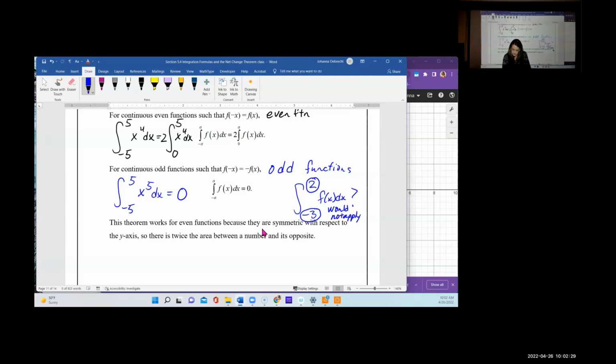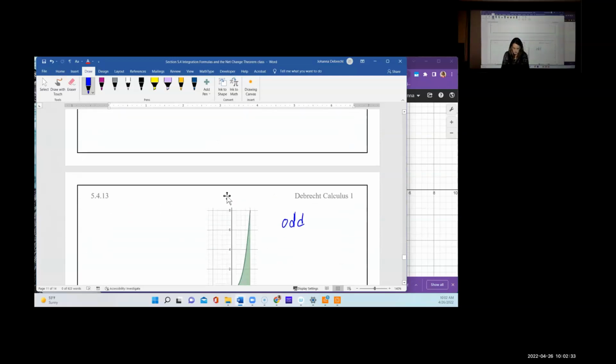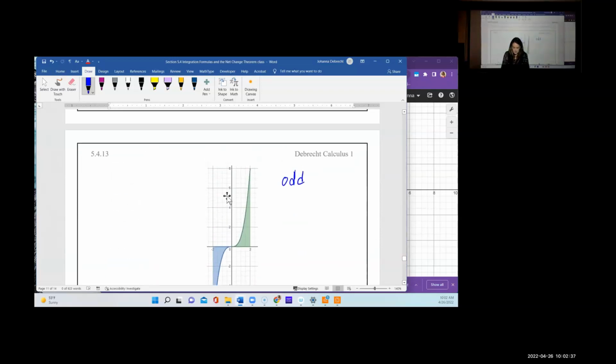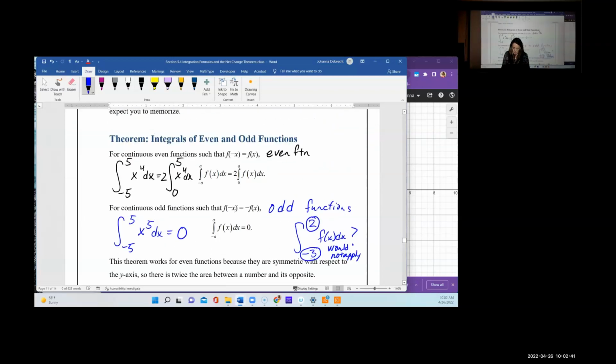All right. We have a question, I think. In that case, we could say that it has to be a negative area, a result.